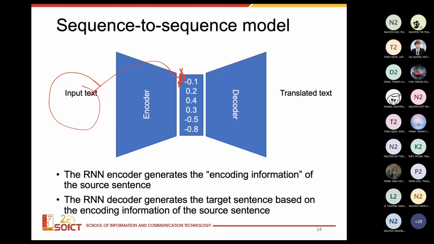And then in the sequence-to-sequence model, you have a second component, namely the decoder. And the decoder could also be another recurrent neural network that takes as input the embedding information, which is the output of the encoder. And from that, you generate the target sentence, right? And here, the target sentence is the translation of the input sentence, right?